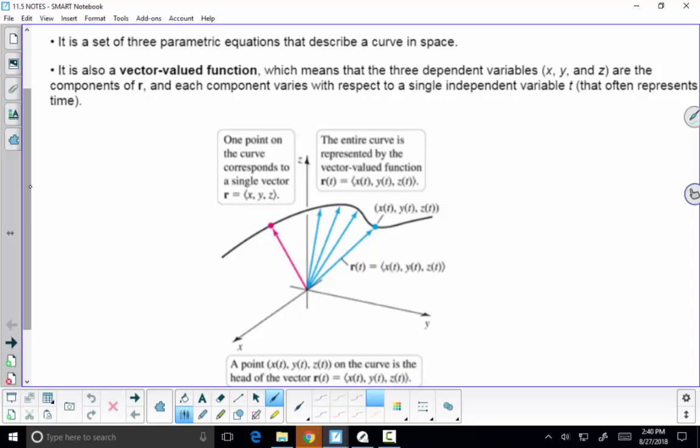So if this is t equals 0, we get a point. We just get the tip of the vector. So this curve is the collection of all vector tips. So as that vector-valued function changes, as time changes, we get new vectors, we get new terminal points, and the collection of all terminal points is the graph of the function.